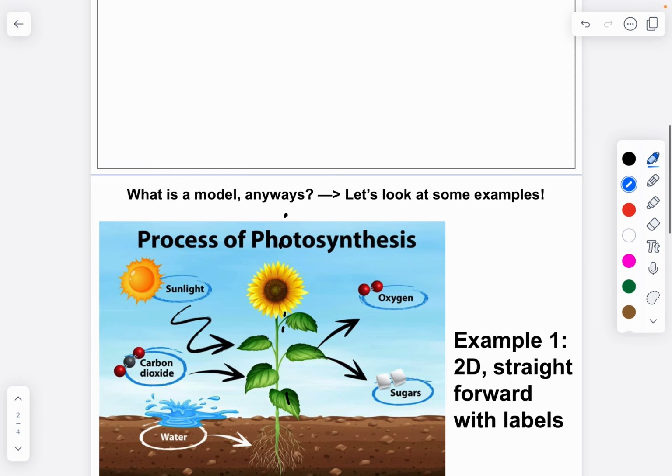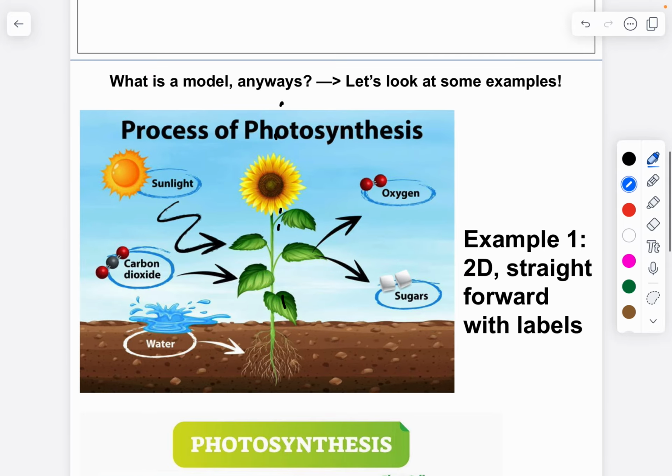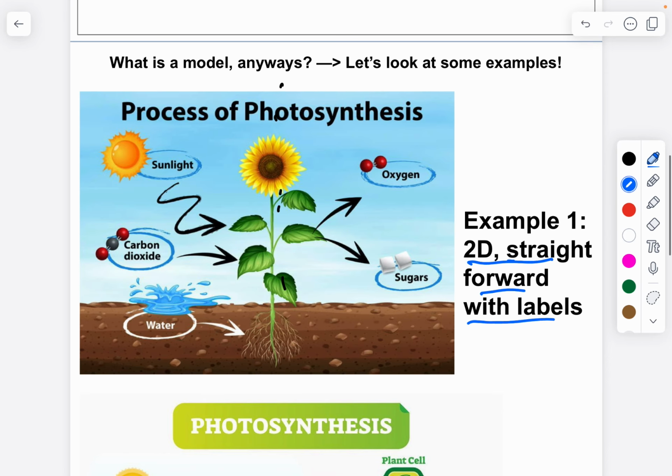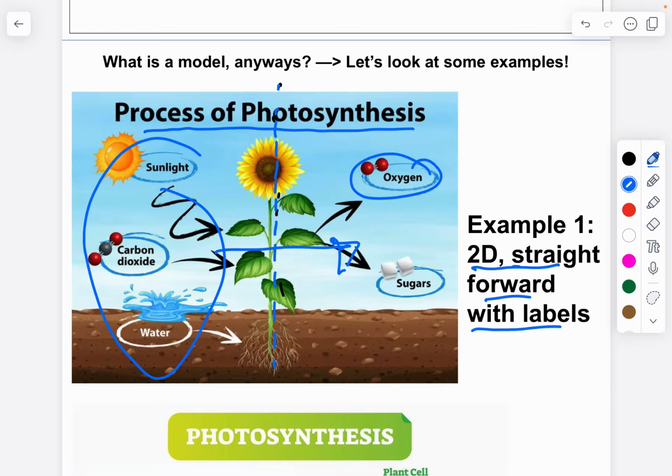Now, let me tell you a little bit more about models. Let's look at our first one here. The first one is a 2D model that is pretty straightforward with some labels. Here you can see there's a title that says process of photosynthesis. So we know right away that this model is portraying what's happening in photosynthesis, right? And if you look at the model here, there seems to be a clear separation in the middle. On the left side, it looks like these are the reactants, or the ingredients that you need to be able to produce these products, oxygen and sugar.